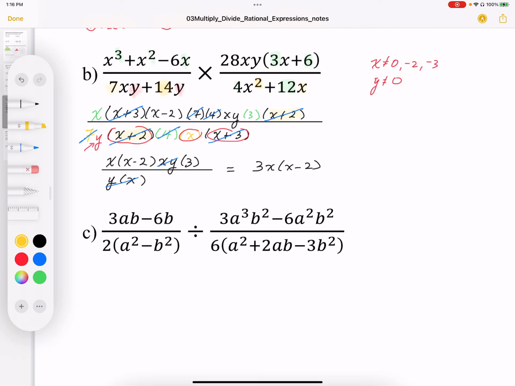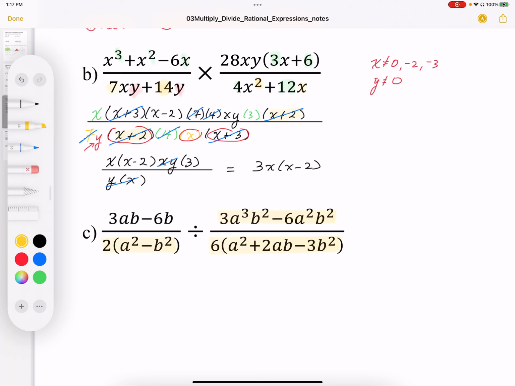Example C, we have to be a little bit careful when we state our restrictions because we have to remember all the divide parts need to have restrictions. So this is a divide, this is a divide, this is a divide. So our restrictions need to come from all those parts.